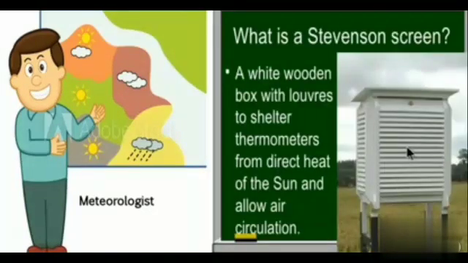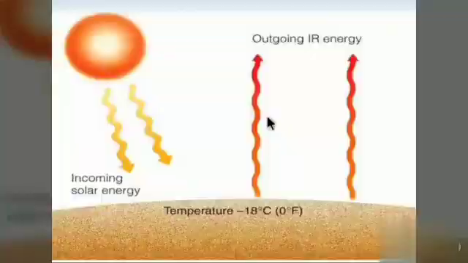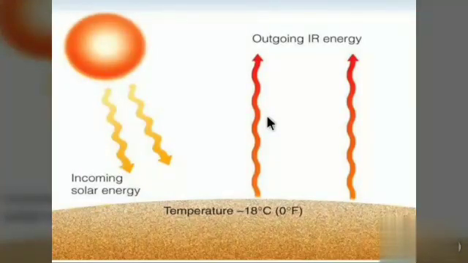Thermometer, right? Here, what is a Stevenson screen? A white wooden box with louvers to shelter the thermometers from direct heat of the sun and allow air circulation. Here, a meteorologist is the person who forecasts the weather. Generally, the energy is received by the earth through solar radiation and lost by outgoing radiation.